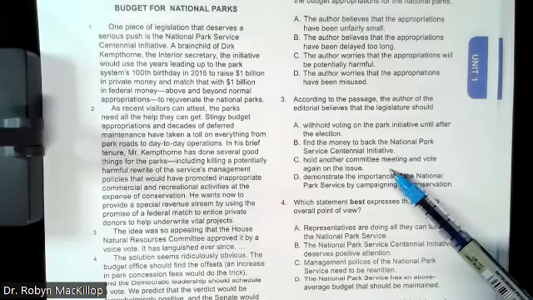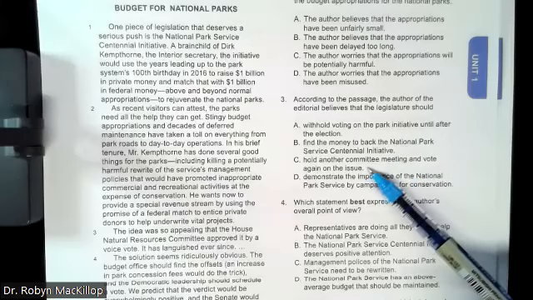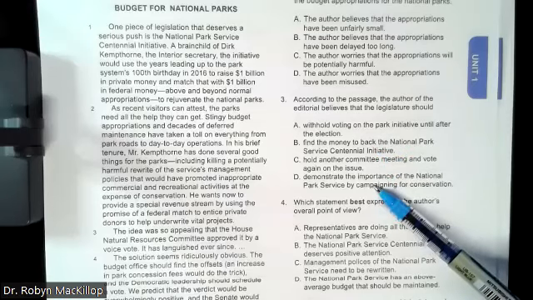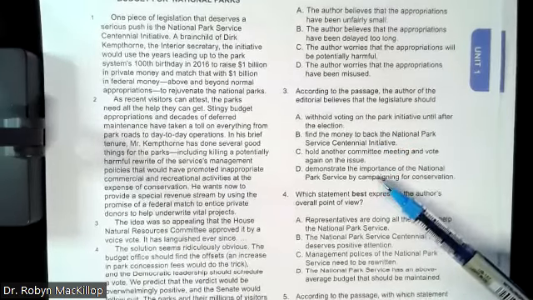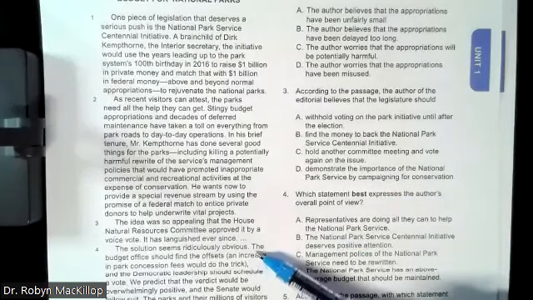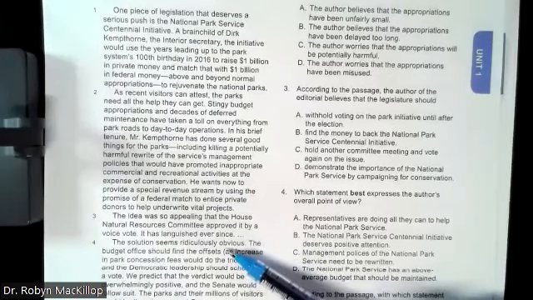Maybe hold another committee meeting. No, he wants things to move. So get rid of A, get rid of C. Now it's between B, find the money, or D, demonstrate the importance. And this is what the author believes. So we come down here to this last paragraph.